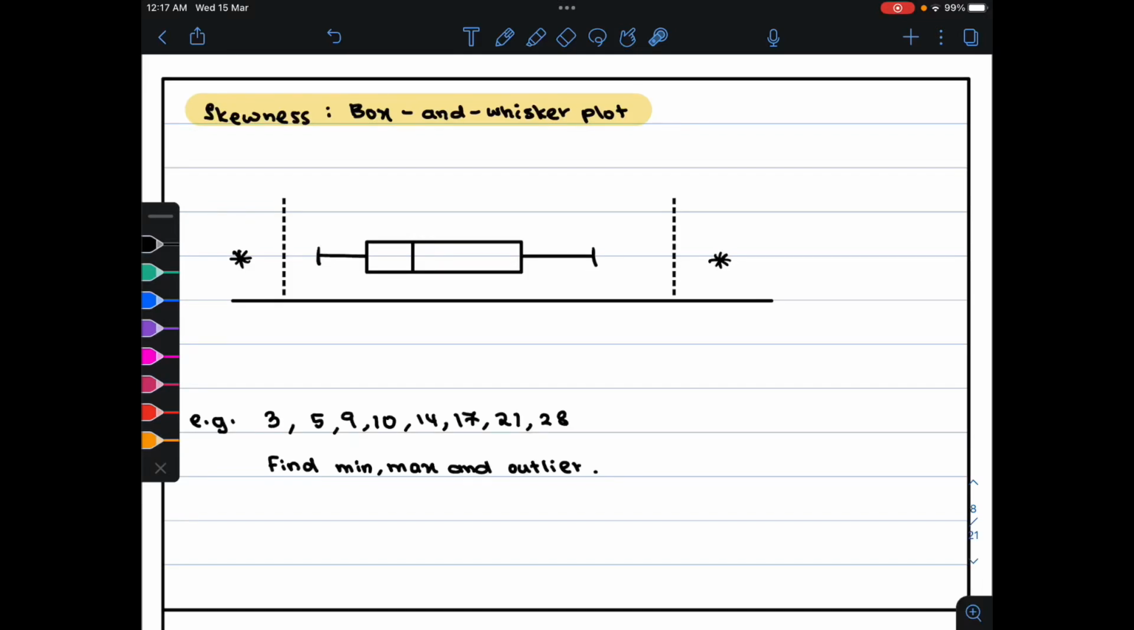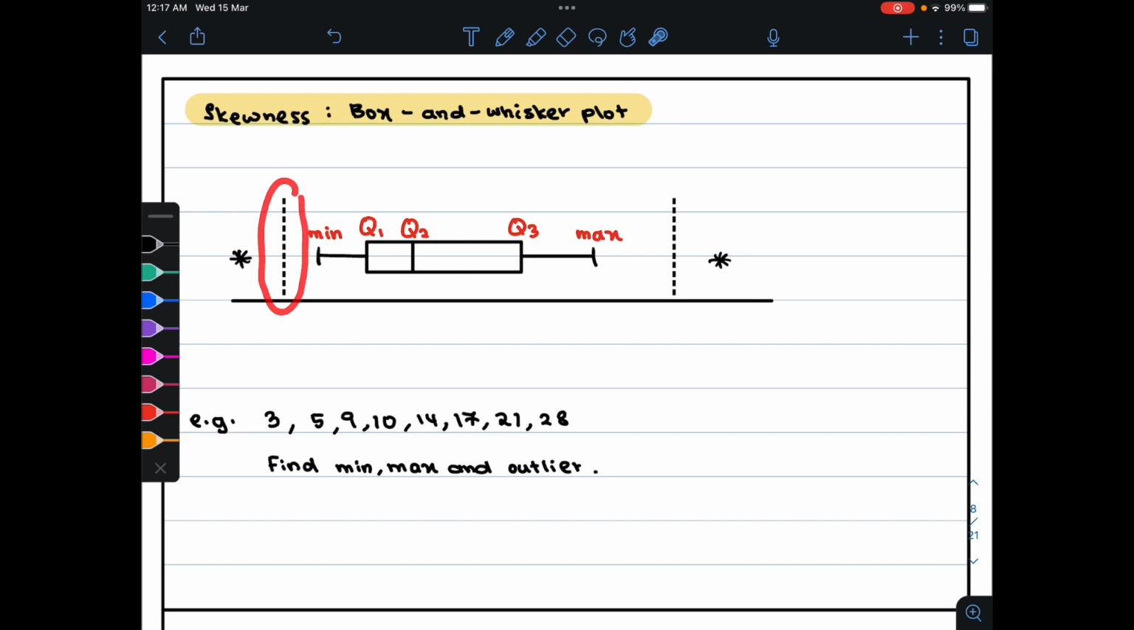The other method of finding skewness is by using box and whisker plot. So box here means this part, where this one will be the first quartile, this will be the median Q2, and this will give you the third quartile. We also have the whisker coming out from the box, which are these two. So the first whisker will be the minimum value and the second whisker will be the maximum value.